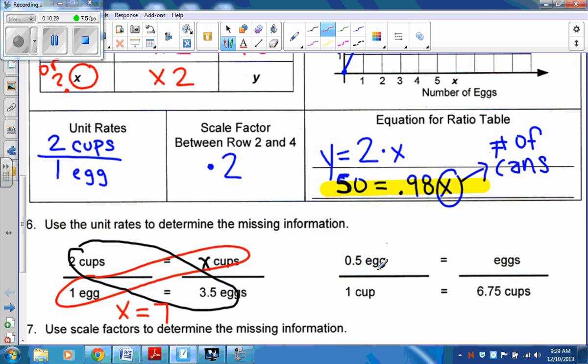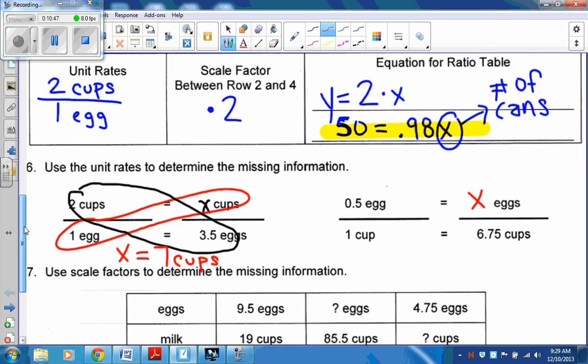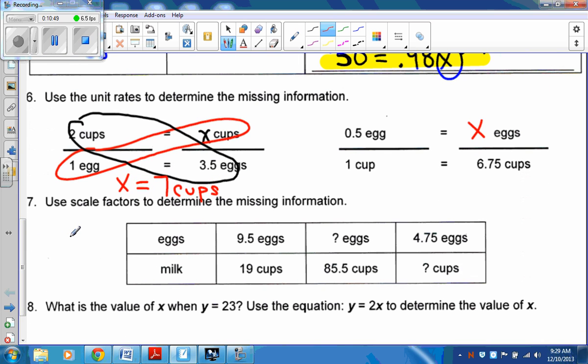All right, I want you to pause the video and try to do this one on your own. Whenever you have done that, you can raise your hand or hold up your check mark for us to come around and check it, because you're going to try to solve this with decimals on your own solo. All right, number 7, use scale factor to determine the missing information. Wow, these are some big numbers.